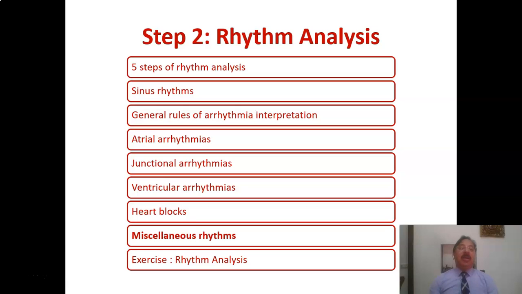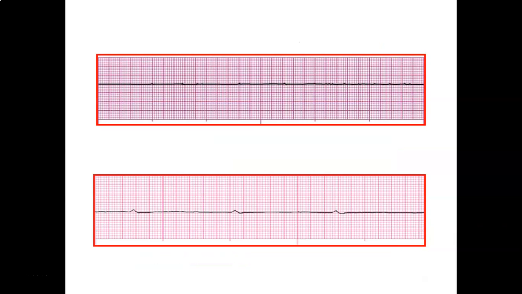So far we have dealt with most of the arrhythmias. Now a few miscellaneous rhythms you should also get familiar with. So look at this one, this rhythm strip. You can't apply any of the 5 steps because there is no rate, no rhythm, no P waves, no QRS complexes, no PR interval. So this is your asystole.